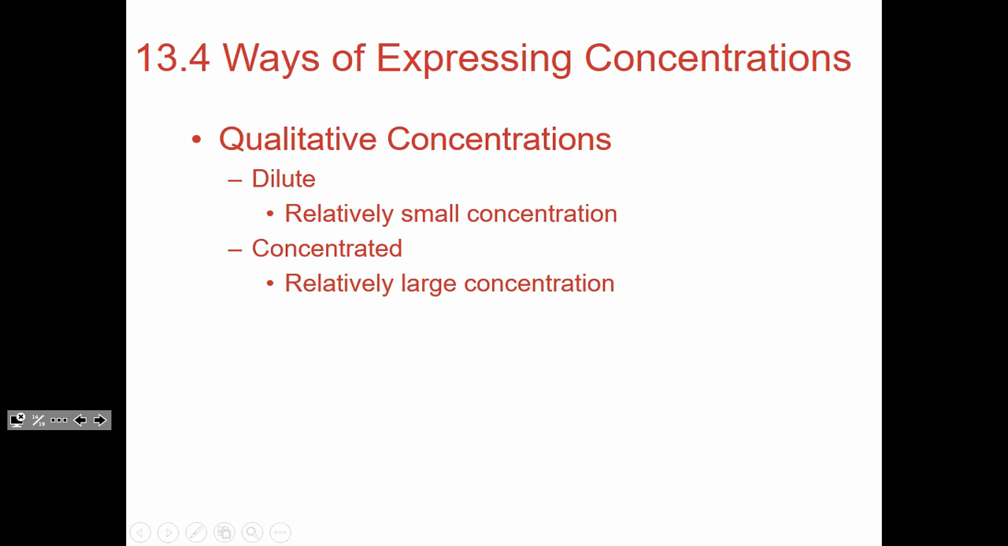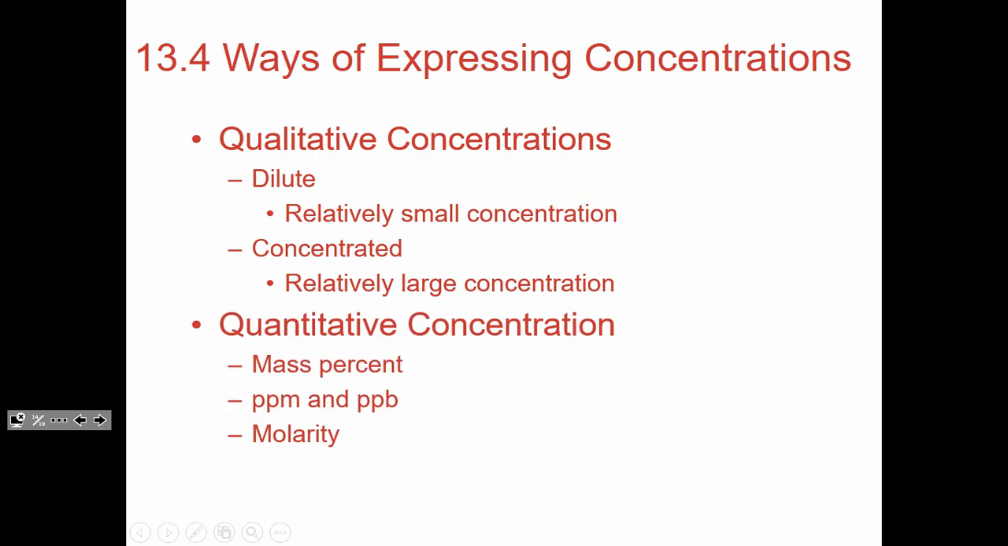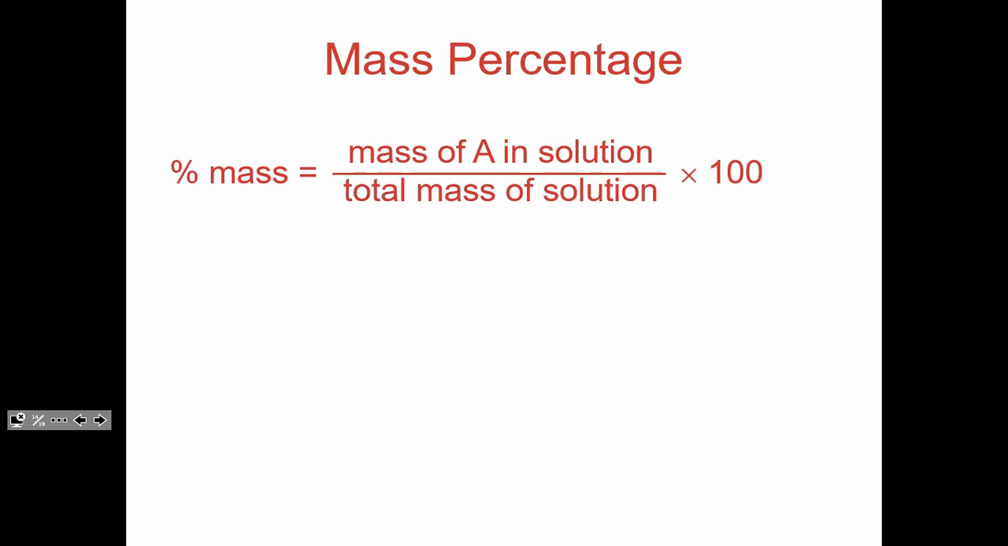Now, the last thing we're going to get into today is concentration. Remember, concentration can be expressed qualitatively. You can refer to something as dilute or concentrated, or it can be expressed as a quantitative value, like mass percent, parts per million, parts per billion, and molarity. These are the four fundamental types of concentrations that we're going to look at calculating and using and understanding.